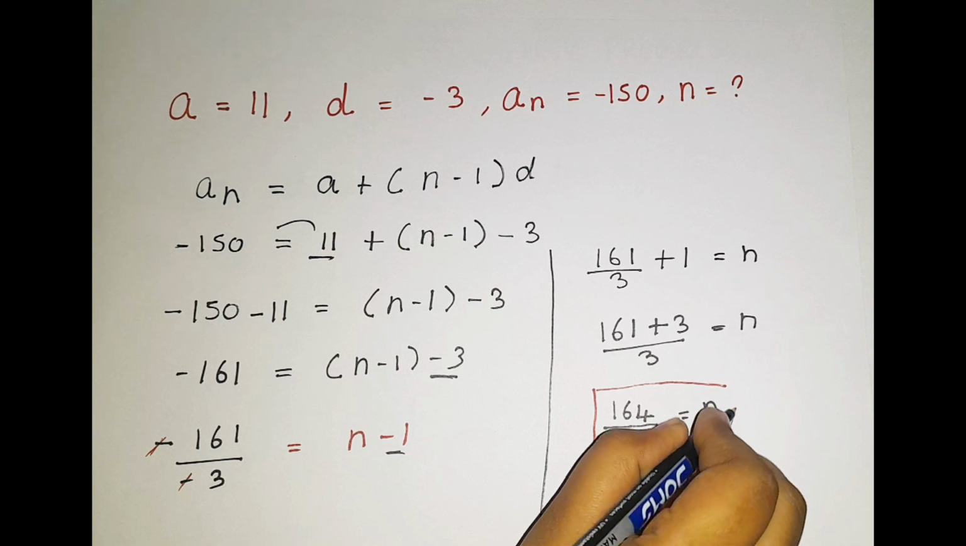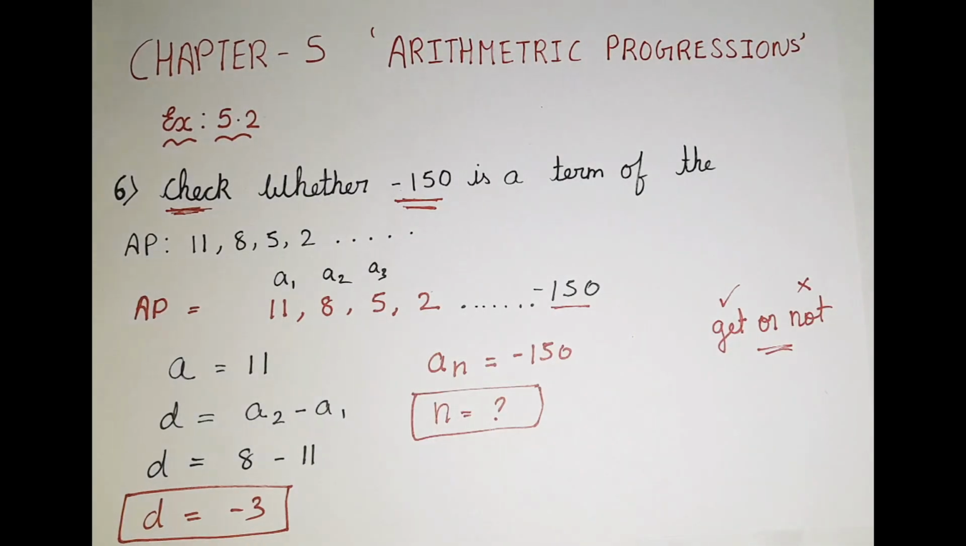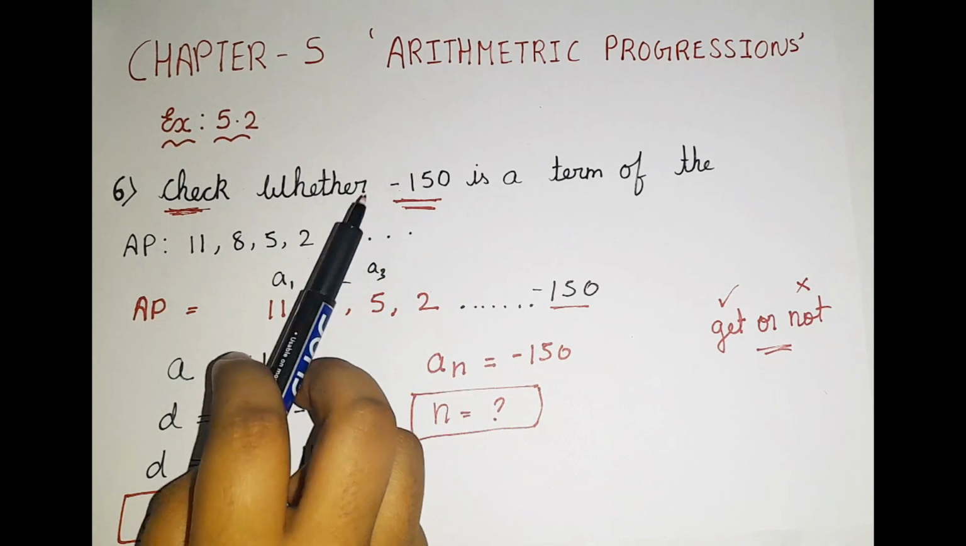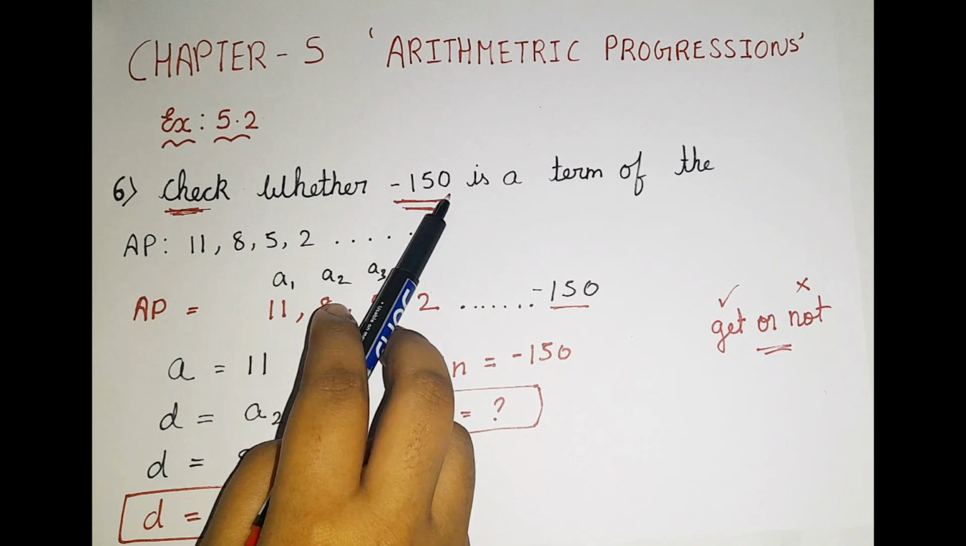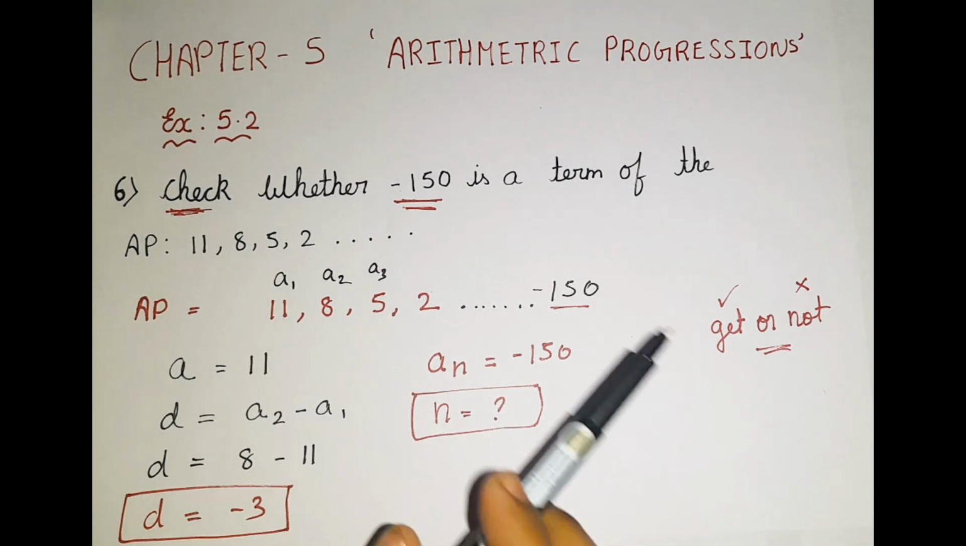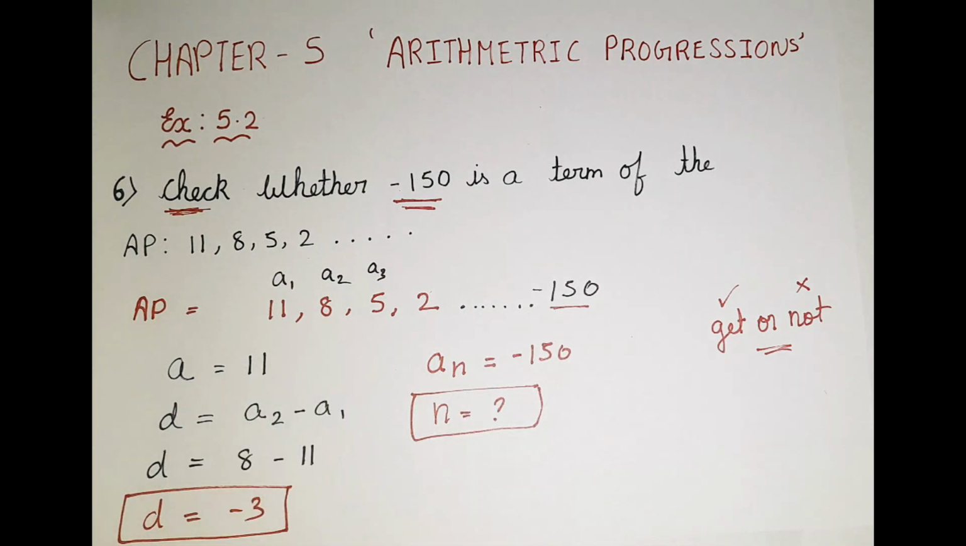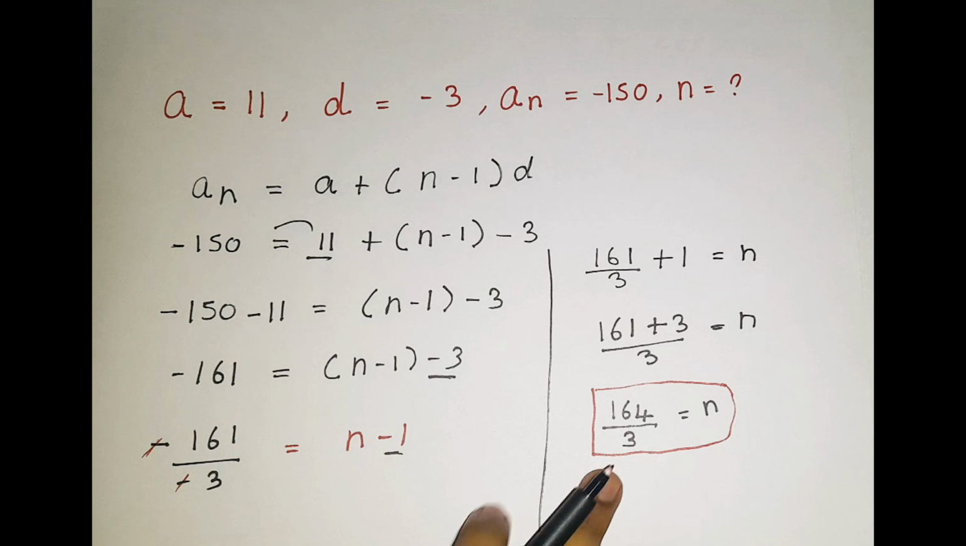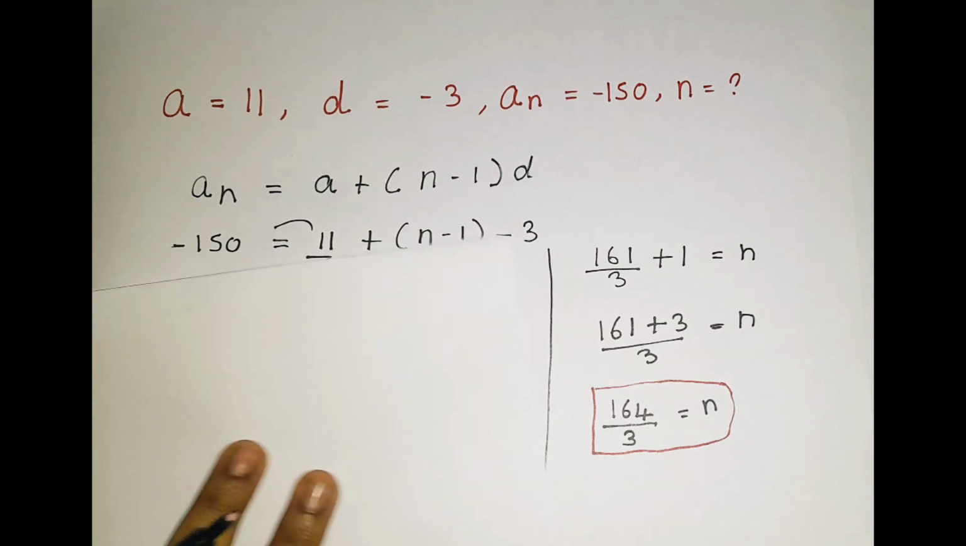But since we got the n value, can this term, that is minus 150, be a term in this AP? That is the question, right? So whether we are getting this minus 150 or not, that is the question, isn't it? When you look at the answer, we got n is equal to 164 by 3. I would like to say that in an arithmetic progression, the n value should not be negative, as well as it should not be in fraction form.